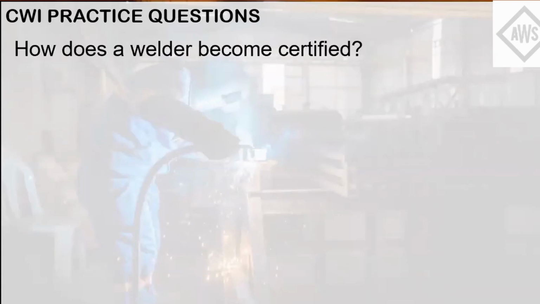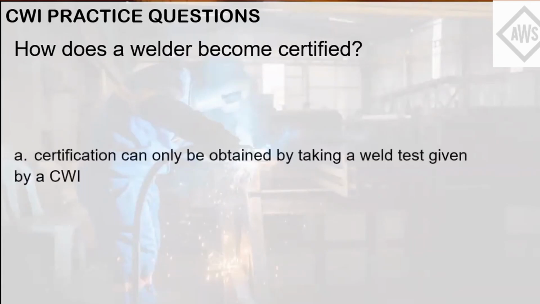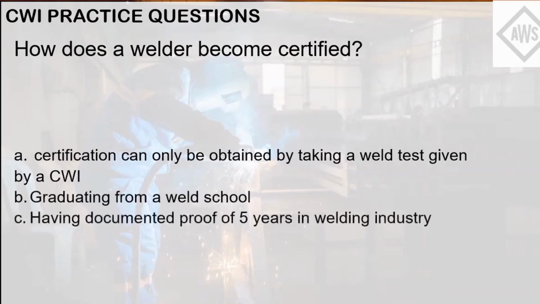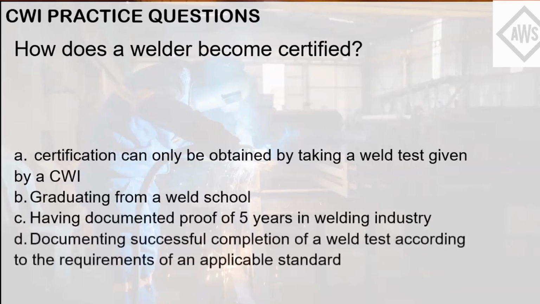Next question, how does a welder become certified? Letter A, certification can only be obtained by taking a weld test given by a CWI. Letter B, graduating from a weld school. Letter C, having documented proof of 5 years in the welding industry. Or letter D, documenting successful completion of a weld test according to the requirements of an applicable standard.